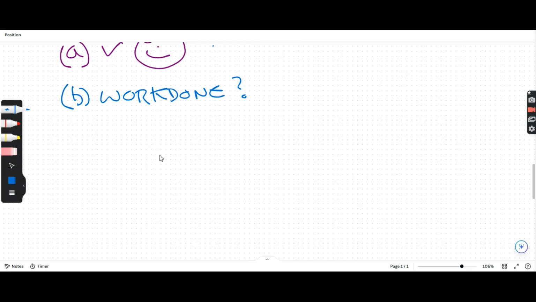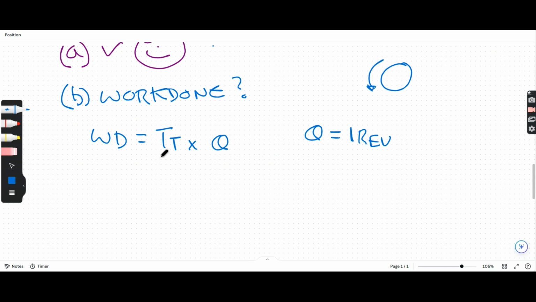We know work done, WD, is total torque, which we've done in part A, times by the angular distance. Don't panic. The question says in one revolution, so that's the angular distance. One revolution is equal to 2 pi radians. That's our angular distance, 2 pi. We haven't got to use SUVAT or anything like that. The distance travelled, because we're doing it for one revolution, is 2 pi radians.